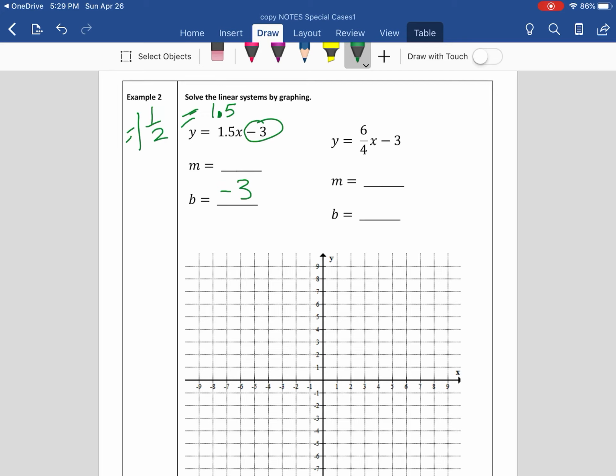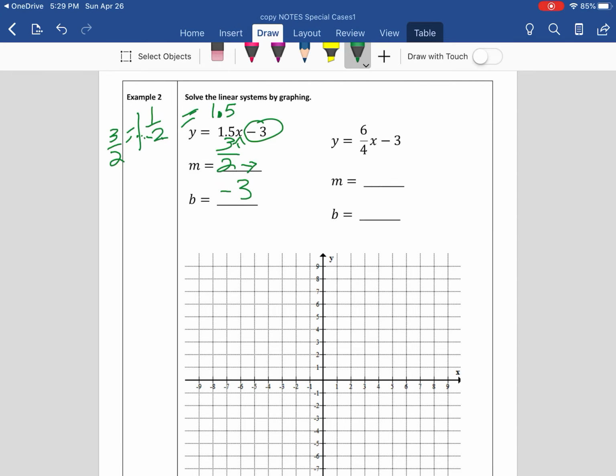And then 1.5 equals, well, 2 times 1 is... or excuse me, 2 times 1 is 2, plus 1 is 3. So that's the same as 3 over 2. So our slope is 3 over 2. Now I know I would go right 2, up 3 for my pattern, right? So let's go down and graph that one.